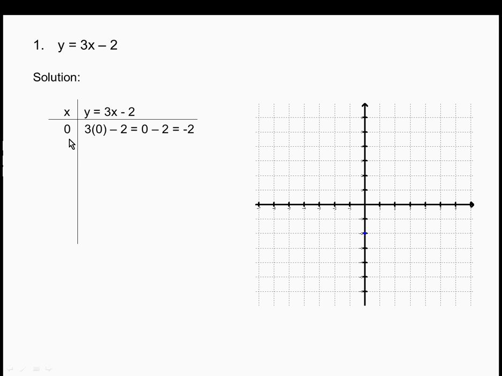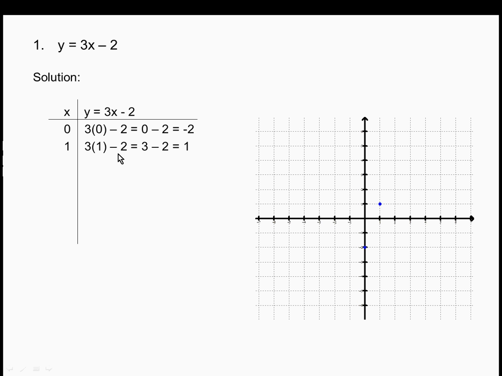So again, you can pick any value for x you like. Pick something incredibly easy. Another easy value for x, remember you need at least 2 points, so another really easy value for x, for me, is 1. So if I let x be 1, I'll have 3 times 1 minus 2, which is 3 minus 2, I get 1. Okay, it's just a coincidence that x and y are the same. So I'm plotting the point 1, 1. There's my dot.